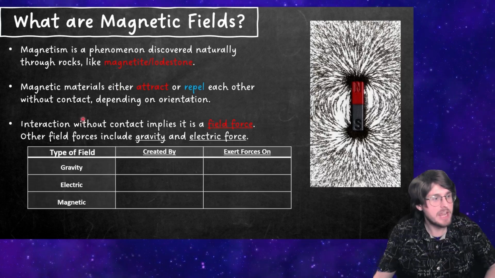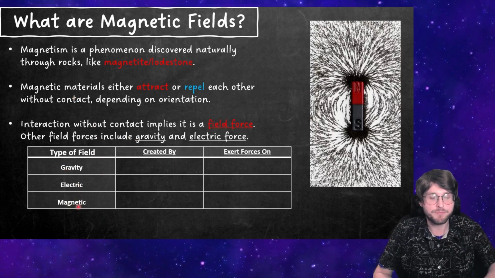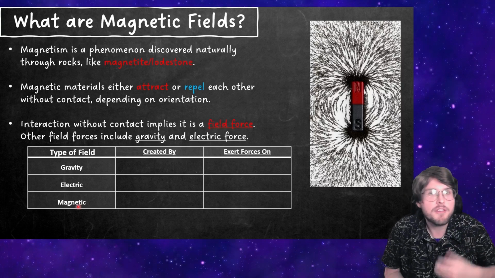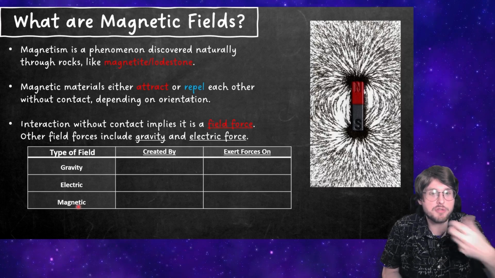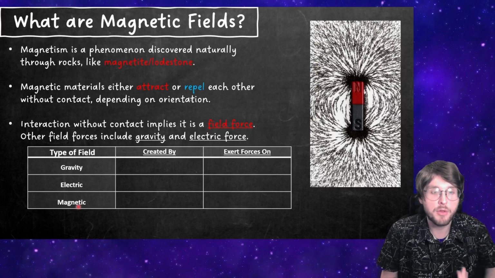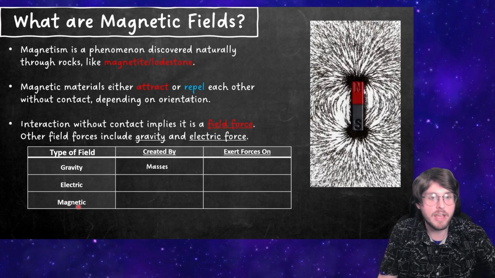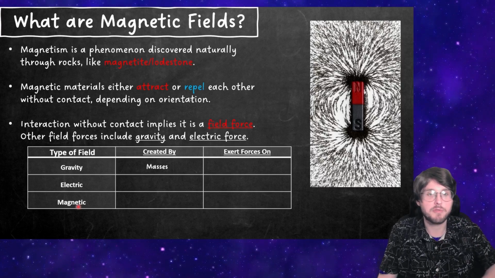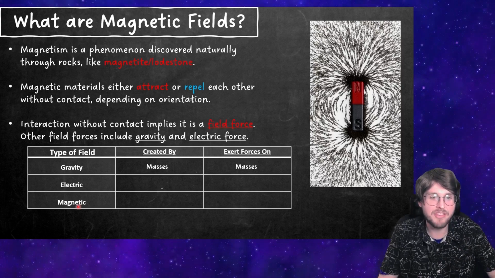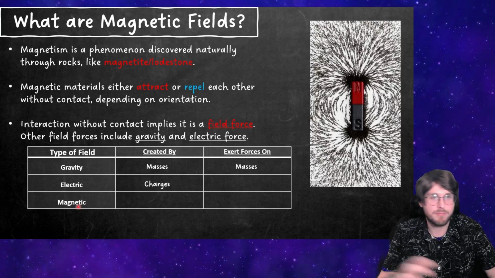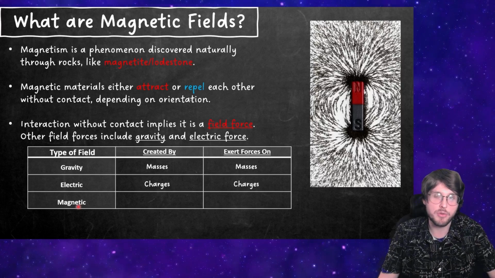So I'm going to get a little table going here, and we're going to align gravity, electric, and magnetic fields all together. And the reason I'm doing this is because, again, fields tend to operate under pretty consistent rules. How we describe a field is by the quantity that creates and has forces exerted on it by those fields. So with gravity, the thing that creates gravitational fields is mass, and so a gravitational field then will only exert forces on other masses. An electric field, as we learned earlier in the class, is created by charges, like a positive charge and negative charge.